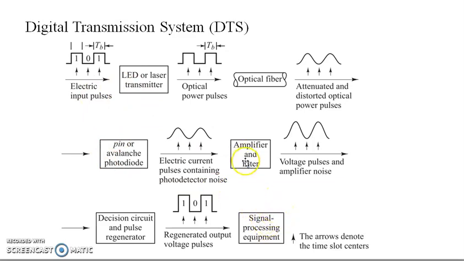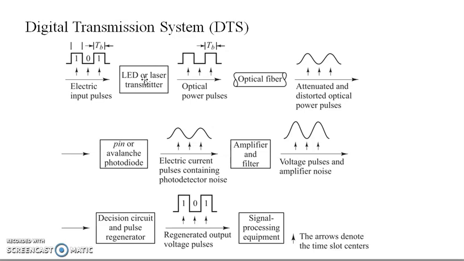Now consider that bit information. We can say that the light source here is an LED or a laser, and it produces optical power pulses based on the electric input pulses we have. So we get the optical output based on whatever electric pulse input we have. As per the input, it produces the output.